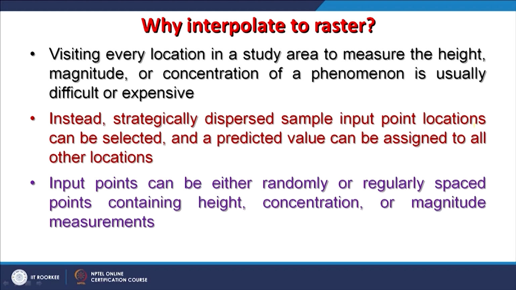Because of this, strategically dispersed sample point locations can be selected, and a predicted value can be assigned to all other locations. Now, as I have said, the points may be randomly distributed or regularly spaced. In the previous example we saw that points were regularly spaced, but in many natural or real projects we will have the distribution of points in random space. Still there is no issue, we can still create a surface without any problem.